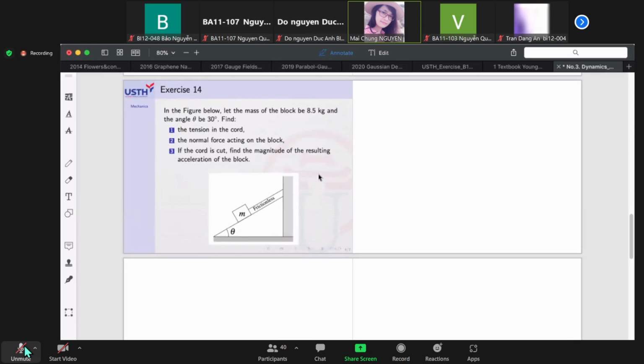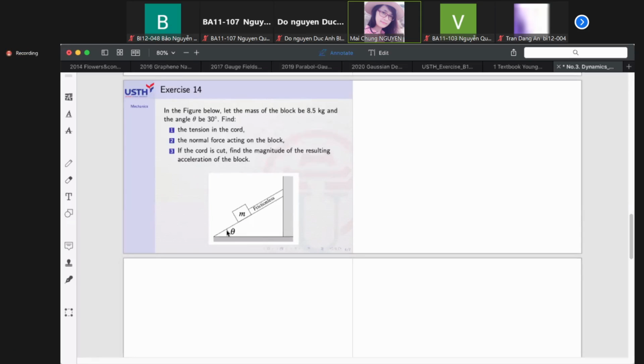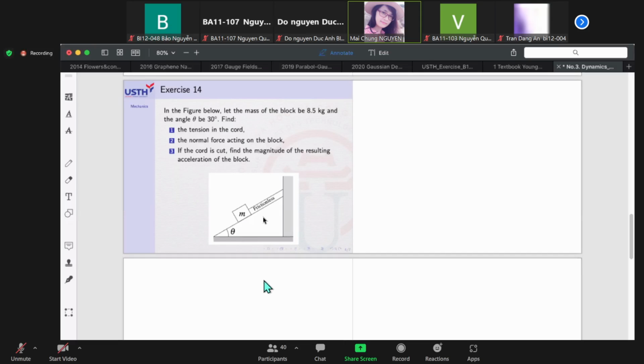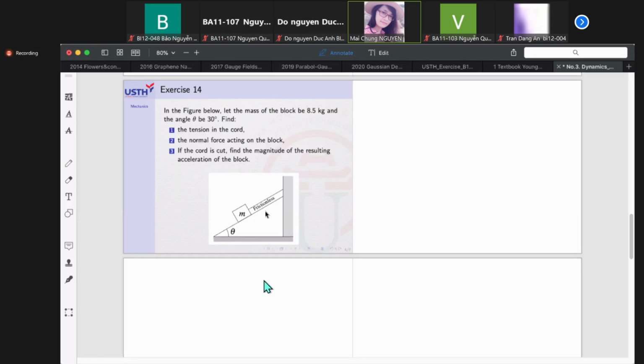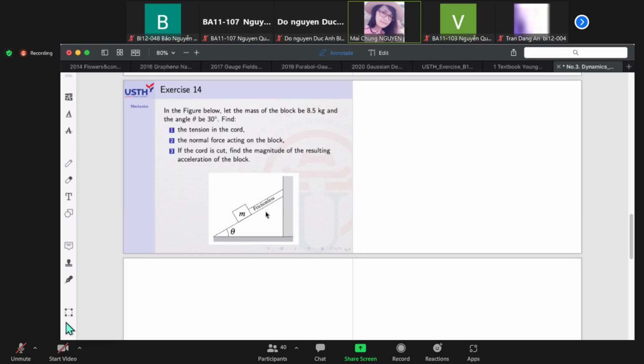In this exercise, we consider the blocks on the incline plane, right? The incline plane is made with the angle theta to the horizontal axis, right? Don't forget, in this situation, we consider a plane without friction, right? That means there is no friction. It's quite simple if we don't consider friction.